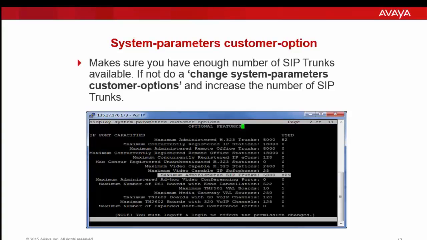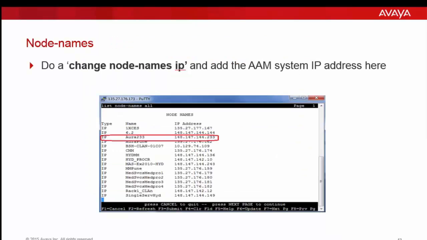System parameters customer options. Make sure you have enough SIP trunks available. If not, do a change system-parameters customer-options and increase the number of SIP trunks. That is, you can set the parameter maximum administered SIP trunks to be any number like 100, 500, 5000, etc. On this slide, we are adding Aura Messaging as the node name in Communication Manager. Do a change node-names ip and add the Aura Messaging system IP address here.